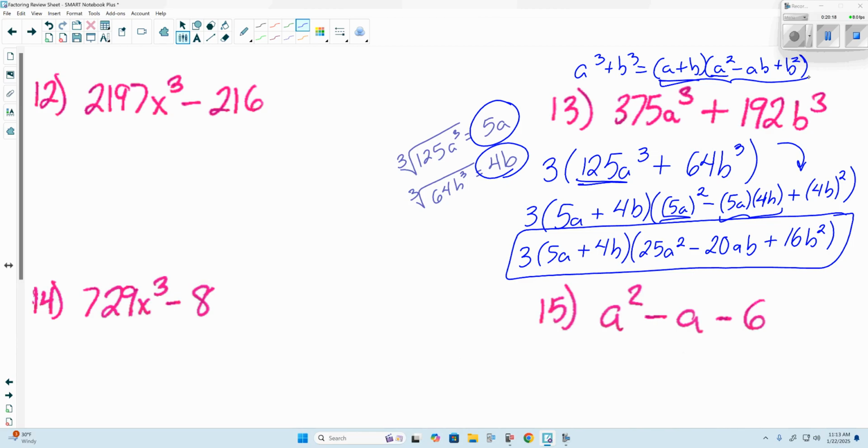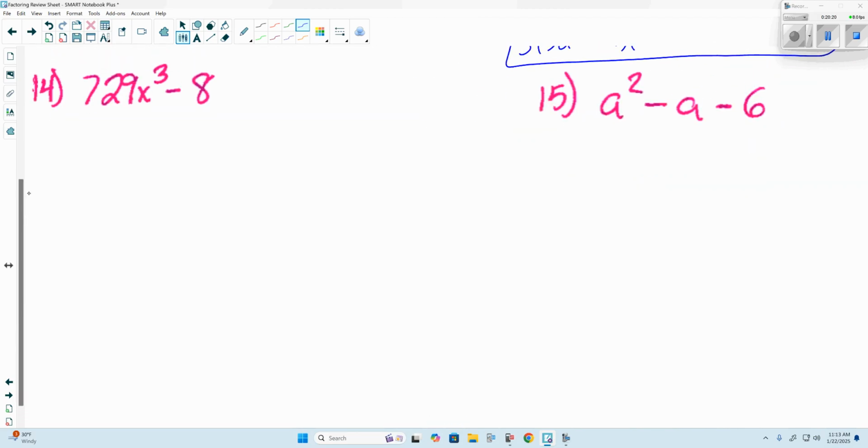While we're doing this here, let's look at 14. 729x cubed minus 8. No greatest common factor. It looks like x cubed is going to be our key indicator that there's a good chance that this is a difference of two cubes. If it's factoring, it's probably going to be a cube.